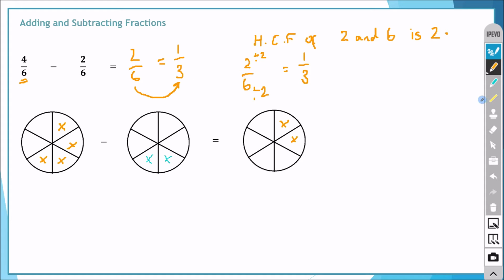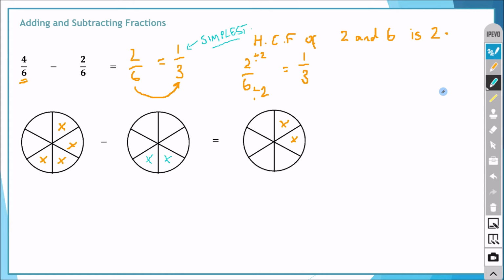So this is known as the simplest term. And all that means is that there's no HCF that goes into these to reduce these numbers further. The only factor that these two numbers share now is 1.